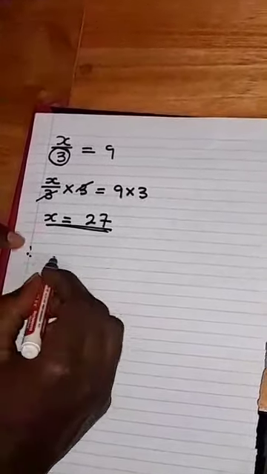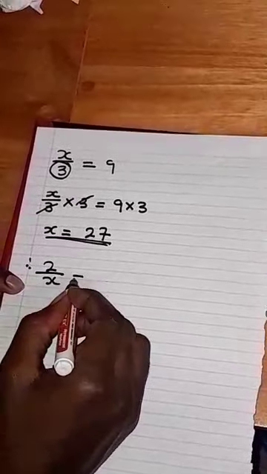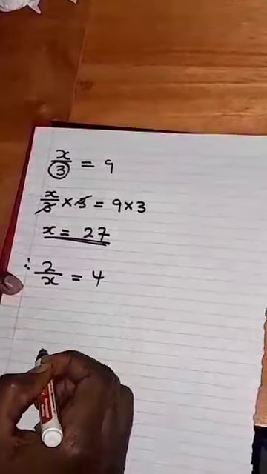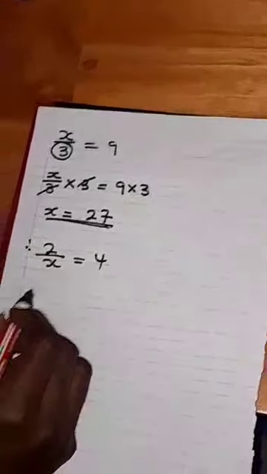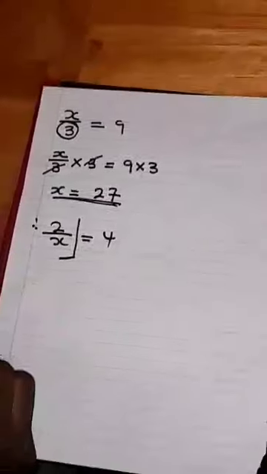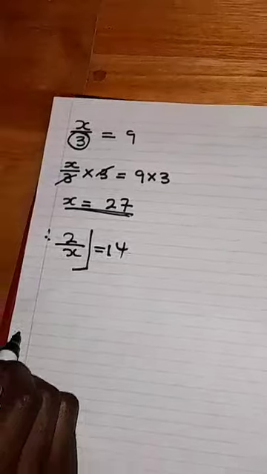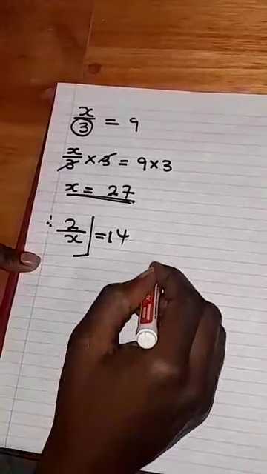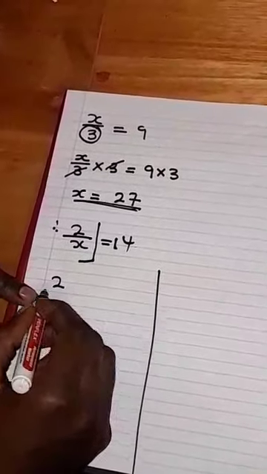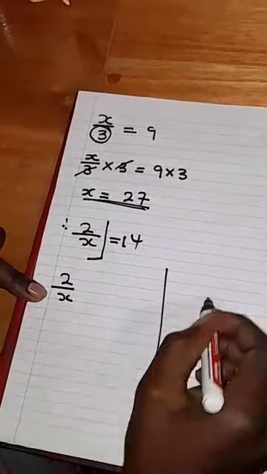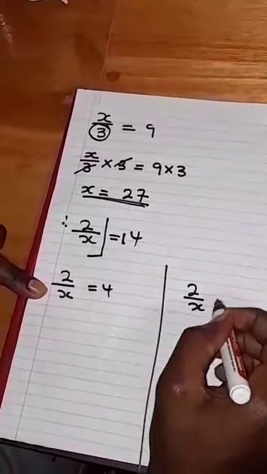So let's take, we have 2 divided by x is equal to 4. For you to solve for x, which is in the denominator, and this side we have the fraction, but this side we don't have the fraction. For you to solve this x, you can solve it using two methods.